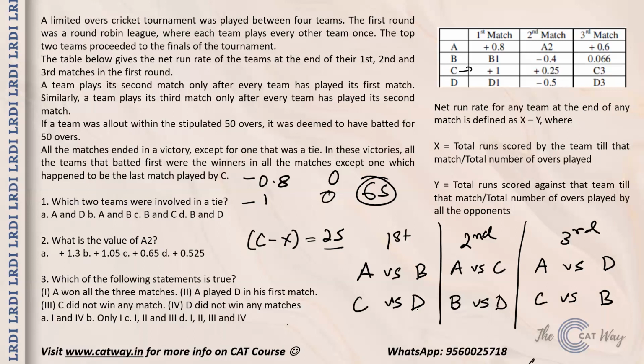If you look closely, you will find that A is winning against B by 40 runs, winning against C by 25 runs and winning against D by 25 runs. Similarly, you know that C won against D by 50 runs. C is going to win against D by 50 runs.